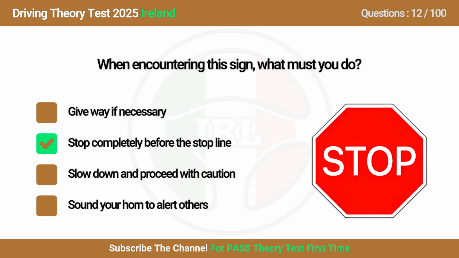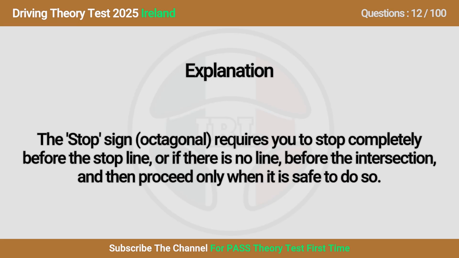Answer is B. Stop completely before the stop line. The stop sign, octagonal, requires you to stop completely before the stop line, or if there is no line, before the intersection, and then proceed only when it is safe to do so.